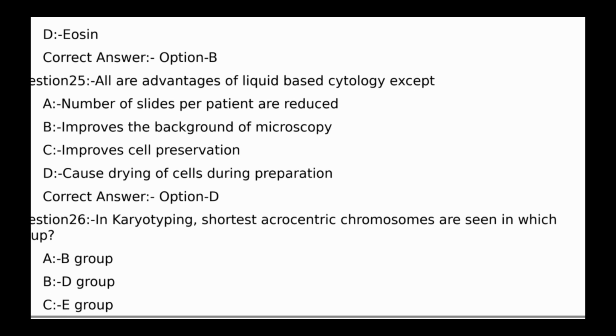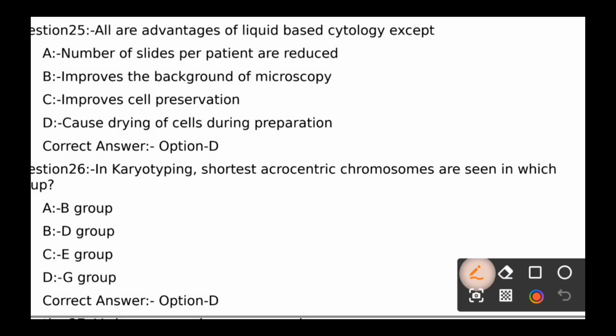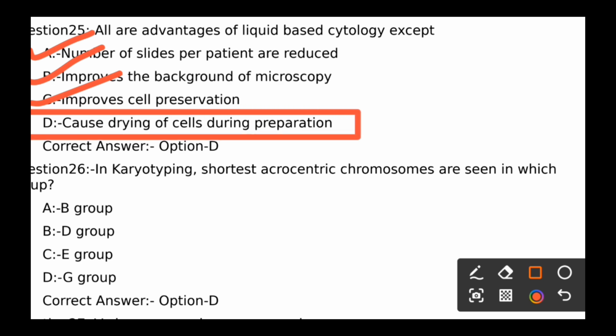Next one. All are advantages of liquid based cytology except. Option A, number of slides per patient are reduced. Option B, improves the background of microscopy. Option C, improves cell preservation. Option D, cause drying of cells during preparation. Which are the advantages? The number of slides per patient are reduced, improves the background of microscopy and improves cell preservation. So the except option is option D, cause drying of cells during preparation is not true about liquid based cytology.